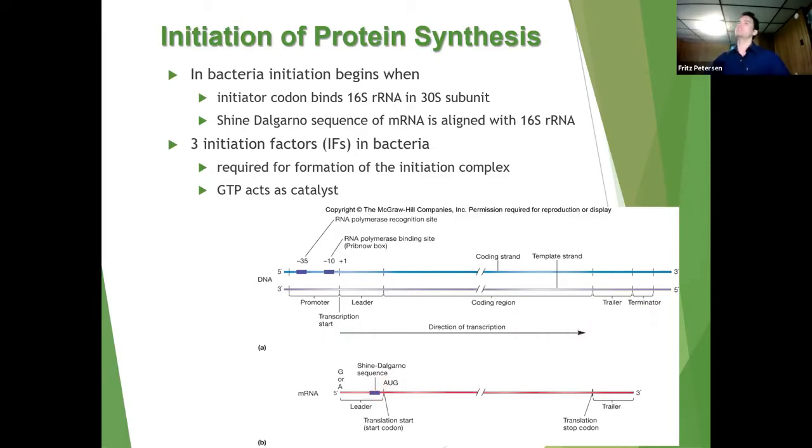There are also 3 initiation factors in bacteria, aptly named initiation factors 1, 2, and 3, which play a role during the initiation phase of protein synthesis and help with the assembly of the initiation complex, which we'll be discussing next. And then GTP is what is used as a catalyst here. GTP stands for guanosine triphosphate, and it's a purine nucleotide triphosphate and acts as the energy source for these processes.